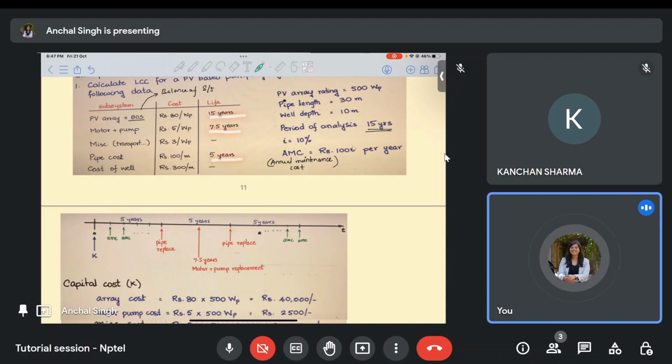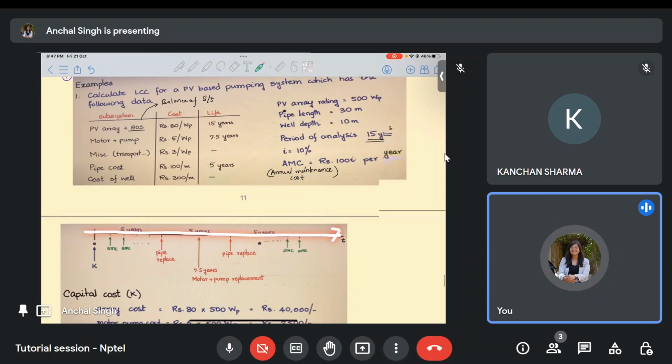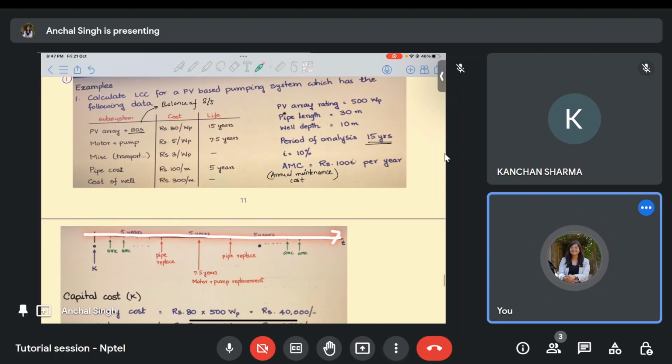So, in order to solve these kinds of numericals, you always start with a timeline. Since you are asked to calculate for your plant working for 15 years, you can consider the period of analysis to be 15 years. And within that 15 years, every 5 years, you will have to replace the panels, and every 7.5 years you'll have to replace the motor and pump.